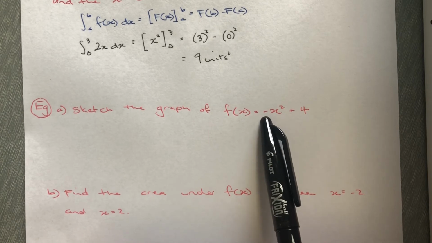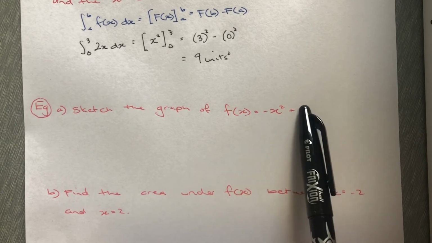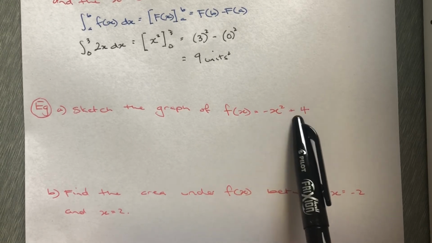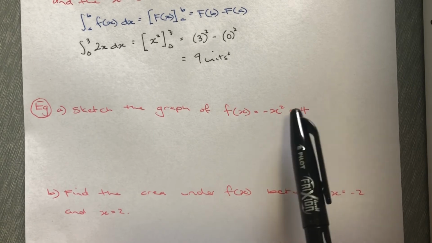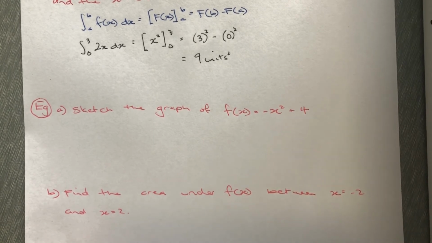It has a negative out in front of it, so it's not a smiley face, it's going to be a sad face, like with the tail pointing down, but it's also been moved up 4 units. Our y-intercept is going to be 4. So I'm going to draw that right now just so we can see what it looks like.